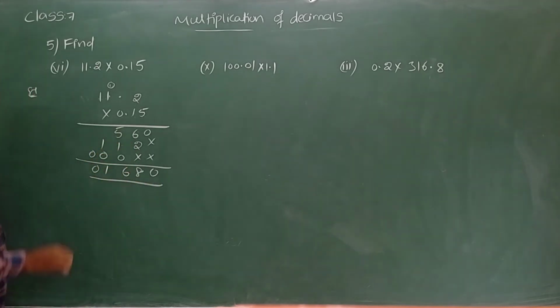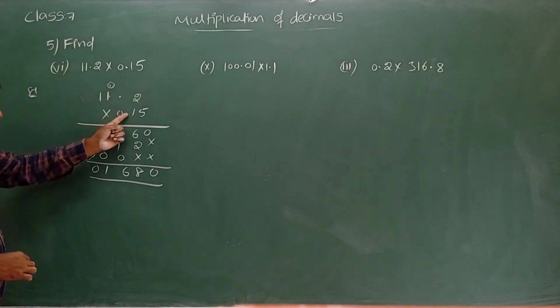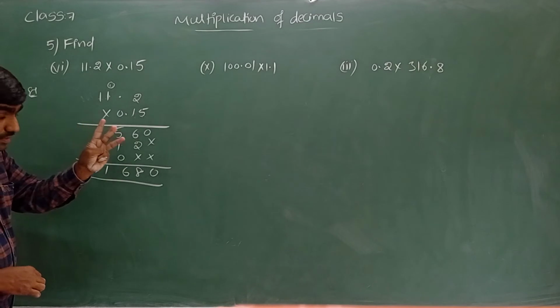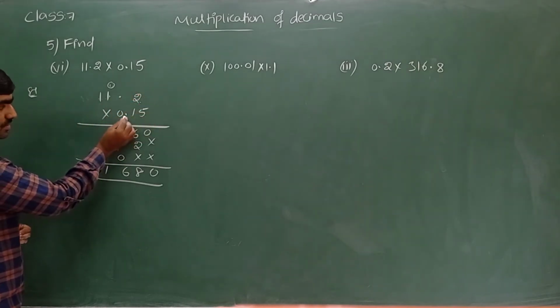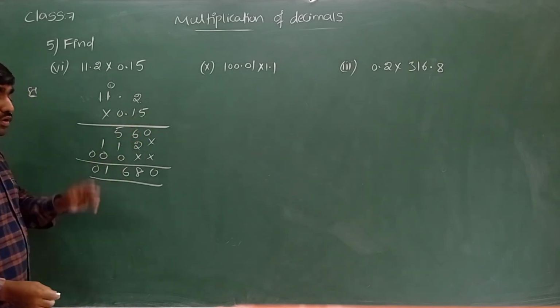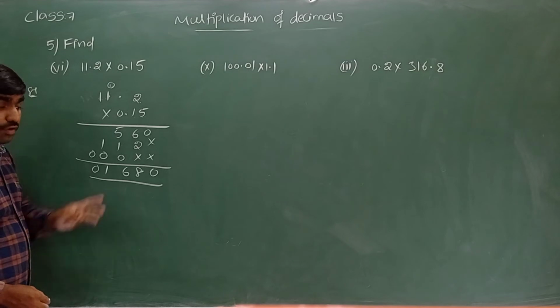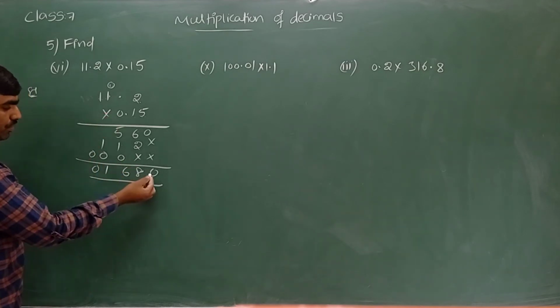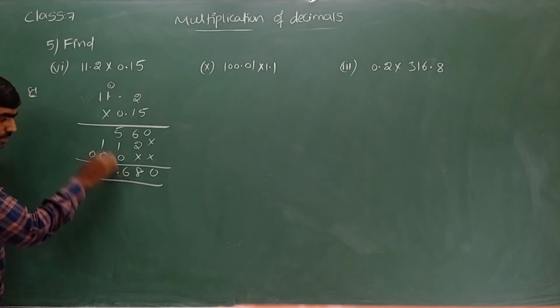Now where can we give the decimal point? Point after 1 digit, point after 2 digits, total point after 3 digits. Here you can see point after 1 digit now. Here you can see point after 2 digits. Total, both the decimals together, we have point after 3 digits. So in the product, from back onwards 3 digits before, you keep the decimal point.